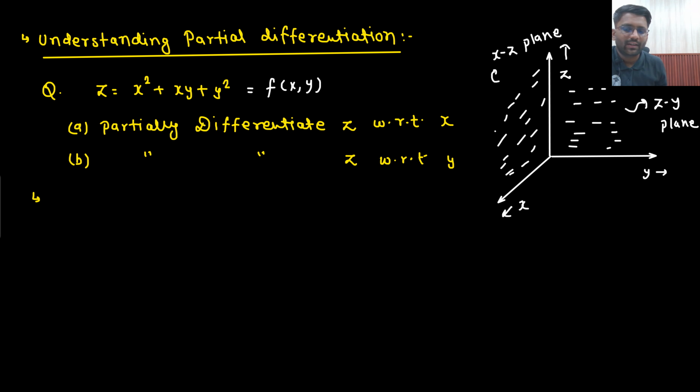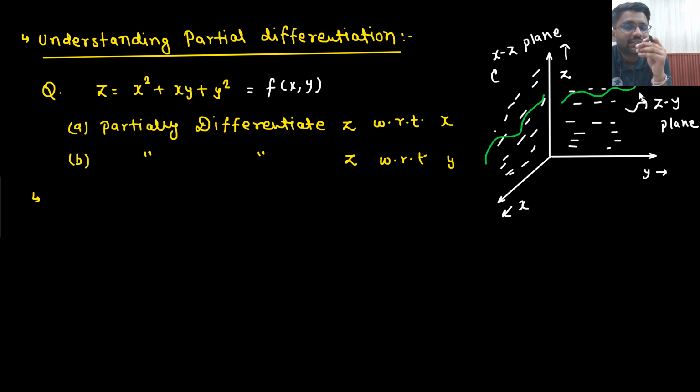Your z would be varying in accordance to x as well. There will be one graph between zx, and there will be one graph between zy as well. Z would vary with respect to the value of x. If I put x equals to 1, then z will have a different value. If I put x equals to 2, z will have a different value. If I put y equals to 1, z will have a different value. So z will vary with respect to x as well as y.